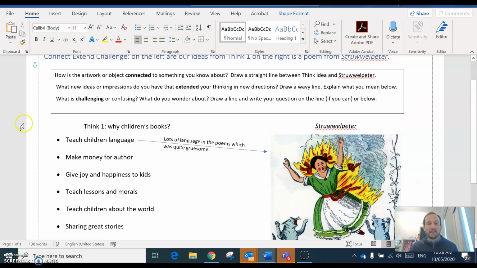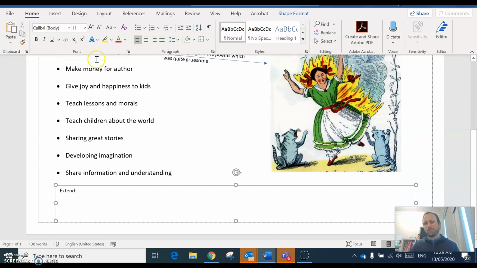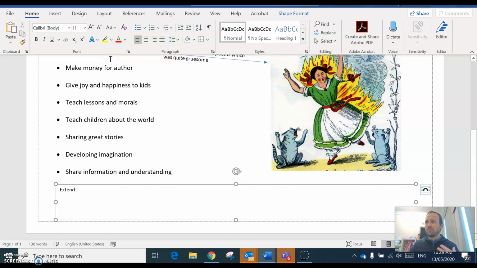And the last one is challenge, but it's like, I never thought of that, or it's confusing. I'm confused by this, I'm challenged by this, I'm totally bewildered by this. So you may just write challenge: I never thought, or it is surprising that, statements like that. Okay, have a go.